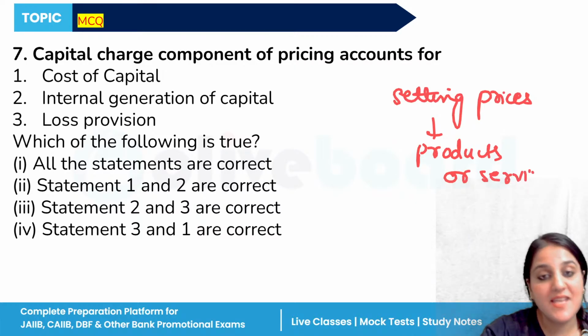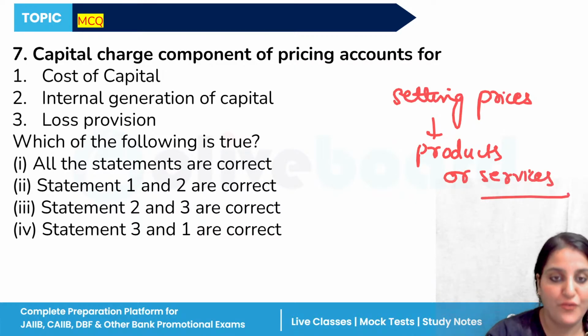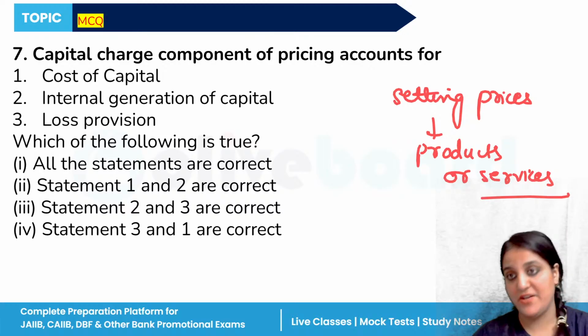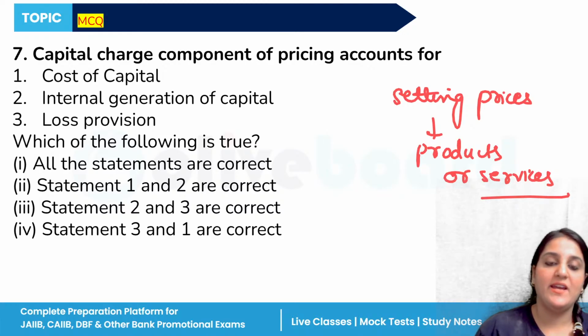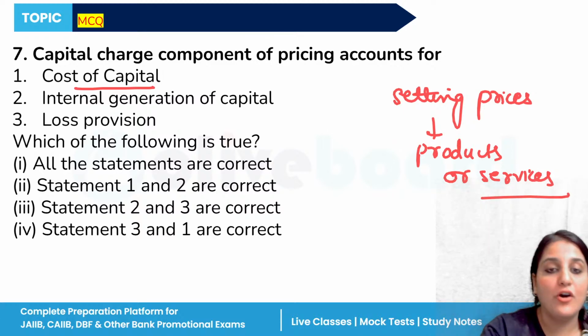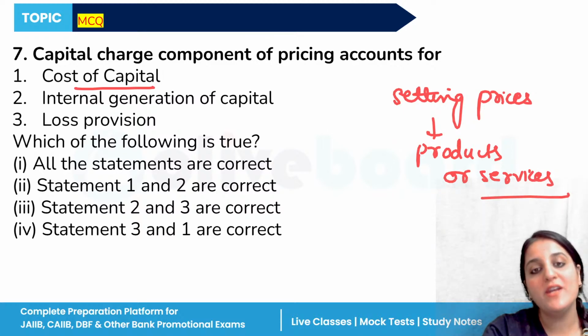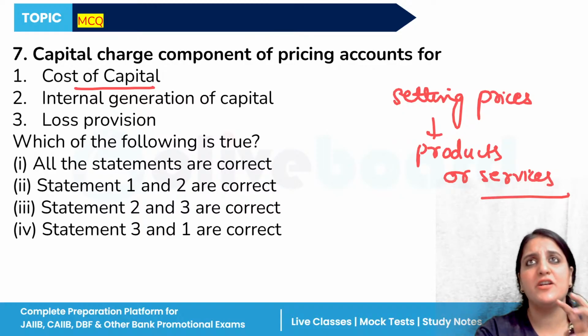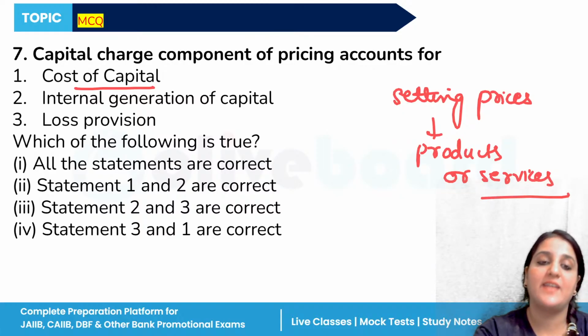It is essentially the minimum rate of return that the company needs to earn on its investment to satisfy its investors. And the cost of capital is the minimum rate of return that an organization must earn on its investment to satisfy its investors. Basically, it includes the cost of equity and debt capital.